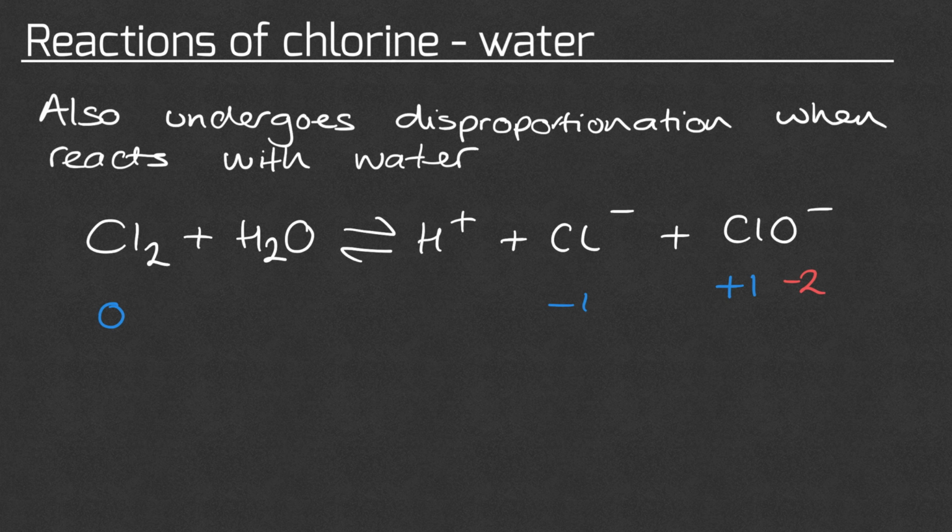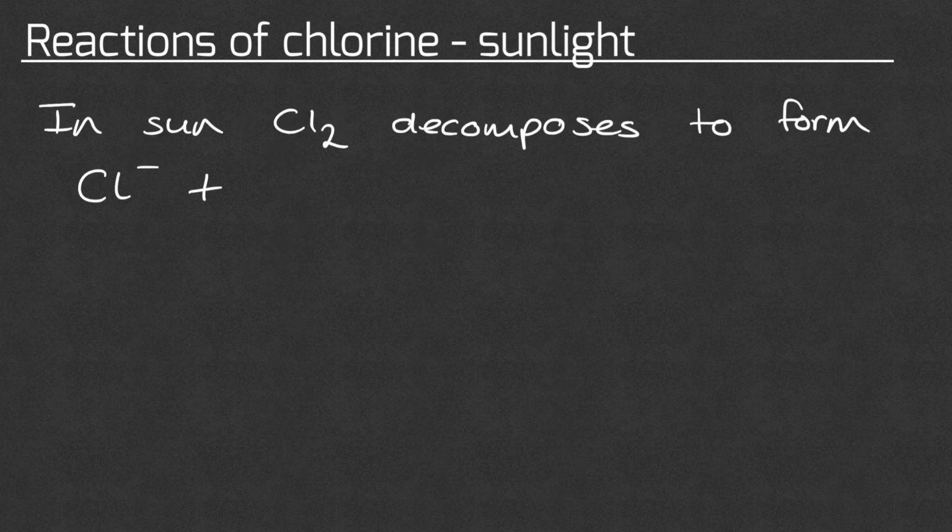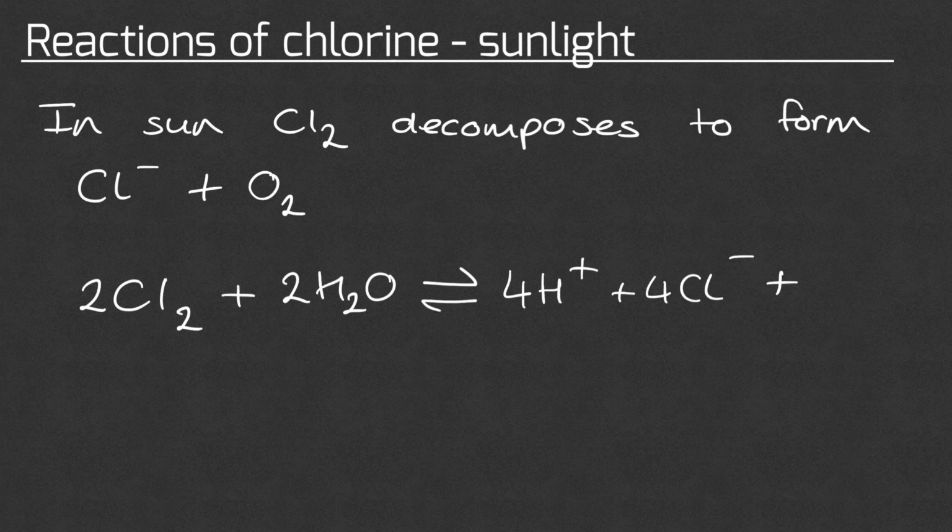In sunlight, chlorine gas decomposes to form chloride ions and oxygen. Now this reaction will predominantly happen in the atmosphere, so the chlorine gas will react with water vapour to form hydrogen ions, chloride ions and oxygen.